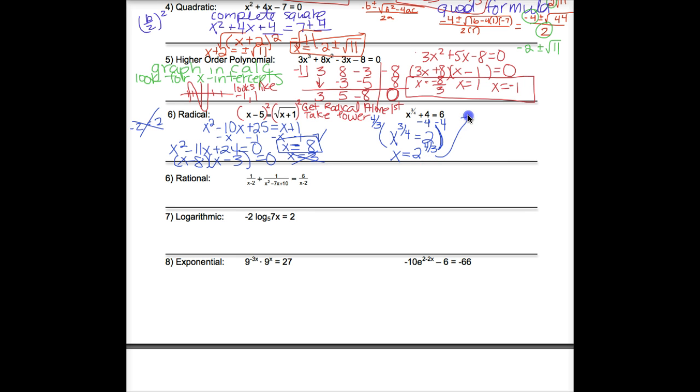And you need to know what that means. That means the cube root of 2 to the 4th power, because the bottom is always the index, the top is always the power. So cube root of 2 to the 4th power, the 2 to the 3rd power would just give me a 2, and then I have 1 left over. So 2 cube roots of 2.